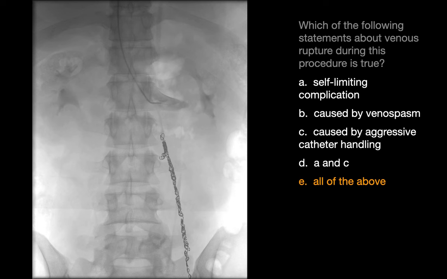Sometimes during these procedures, the gonadal vein may be ruptured. This is usually a self-limiting complication. Potential causes include venous spasm and aggressive catheter handling.